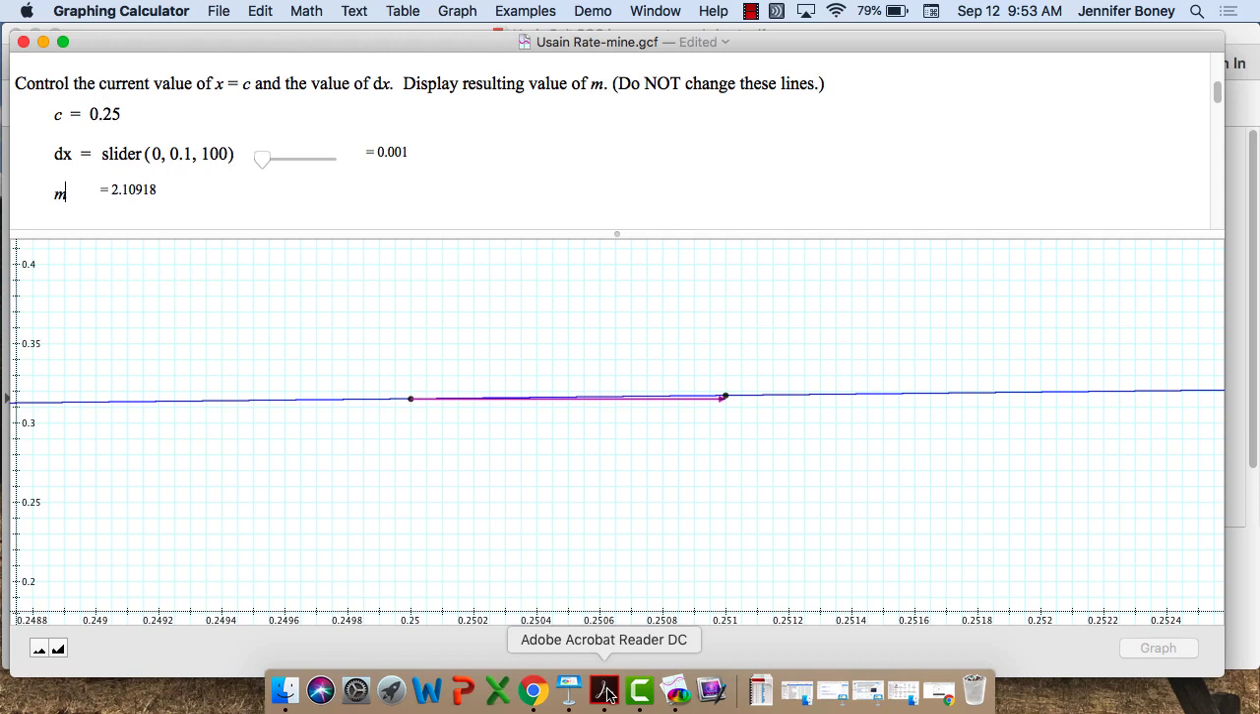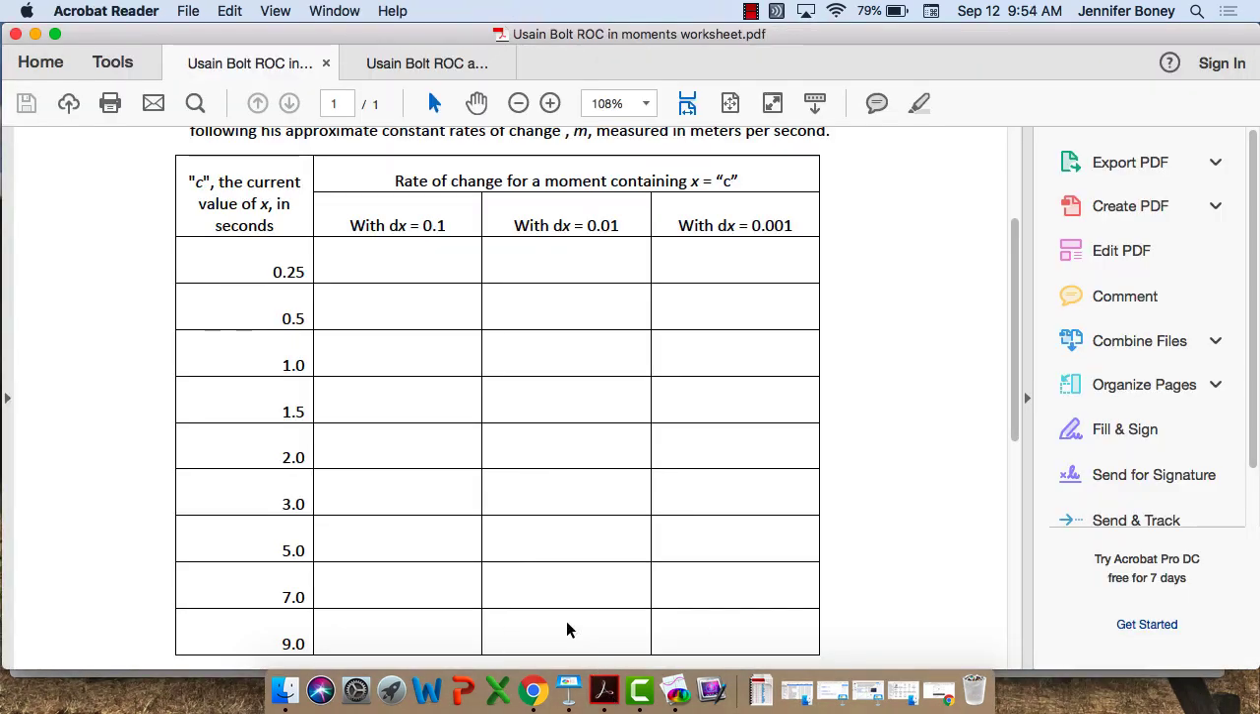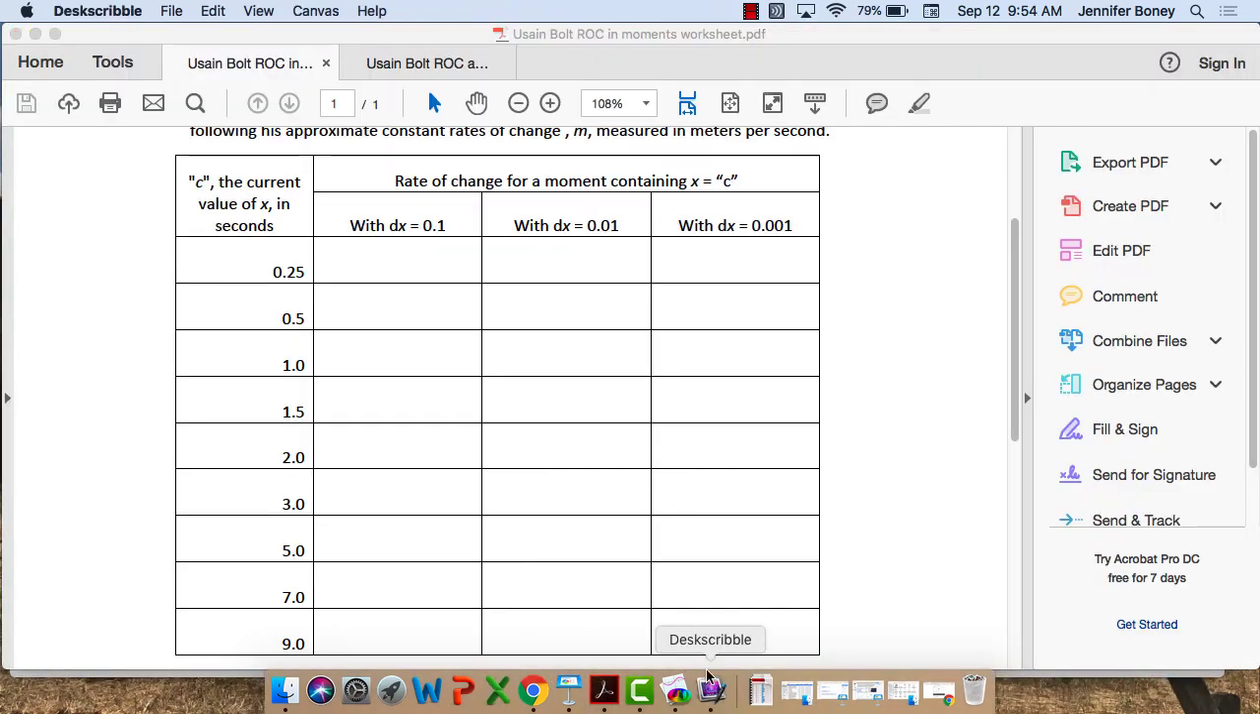So if I wanted to go record things, I could go back here and, let me start this up. There we go. So about 2. Sorry, 2.1 approximately, and I could say a greater degree of accuracy than that, but about 2.1 meters per second.